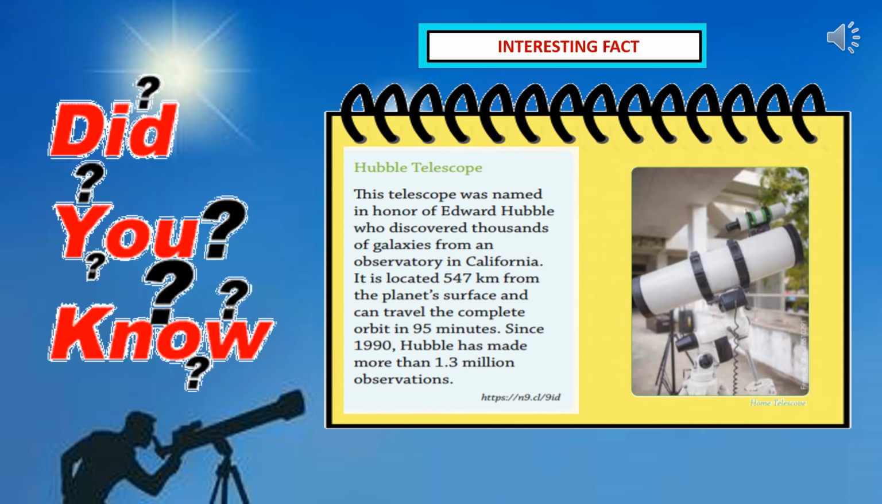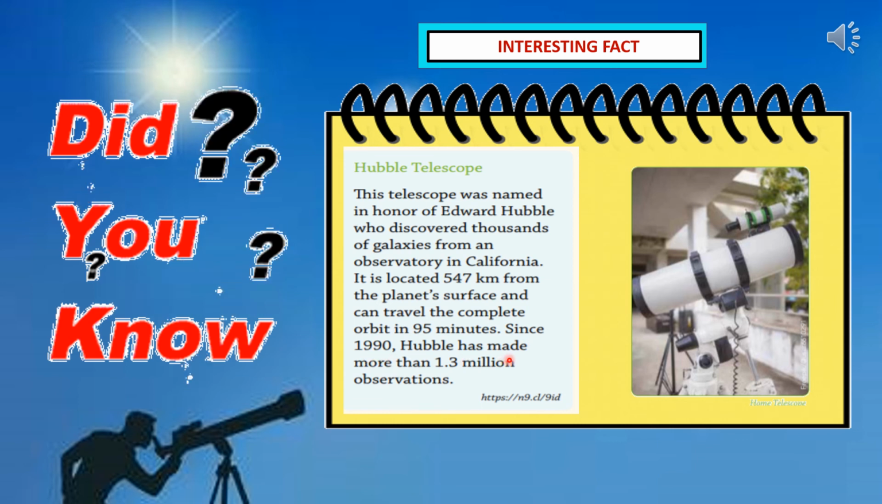This telescope was named in honor of Edward Hubble, who discovered thousands of galaxies from an observatory in California. It is located 547 kilometers from the planet's surface and can travel the complete orbit in 95 minutes. Since 1990, Hubble has made more than 1.3 million observations.